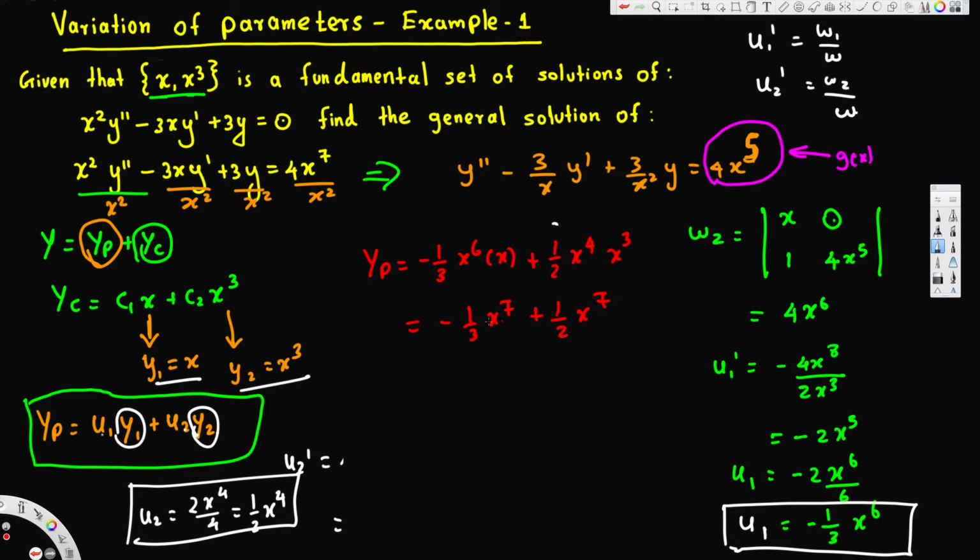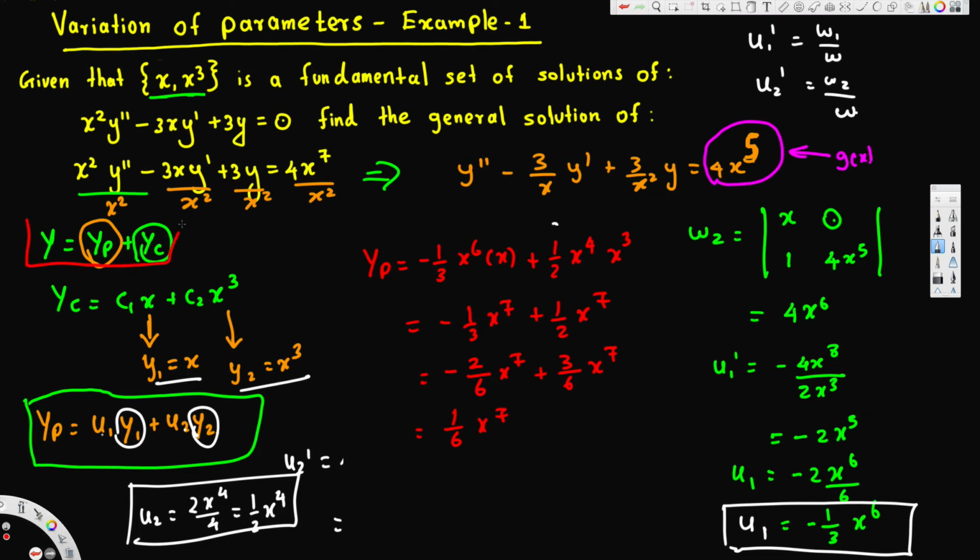Both have the same power, so we can add them. If you take the common denominator, this is going to be 6. So if we write this in terms of 6, this is going to be negative 2/6 x^7 plus 3/6 x^7, and 3 minus 2 is going to be 1. So 1/6 x^7 is the particular solution. Now we have the particular solution.